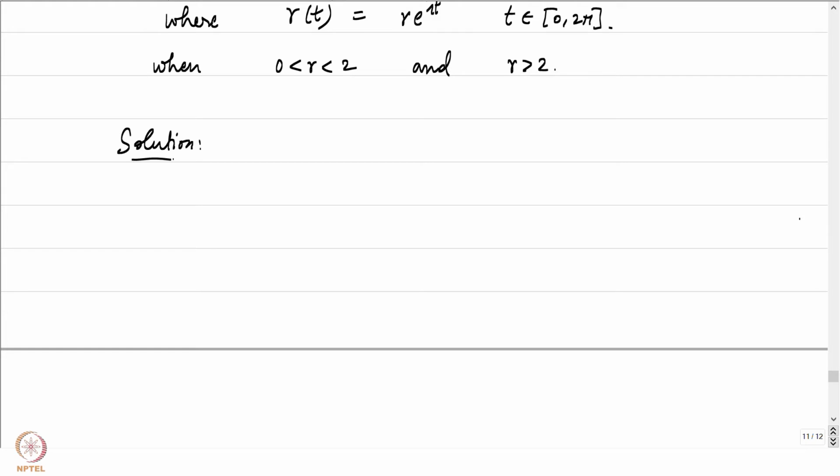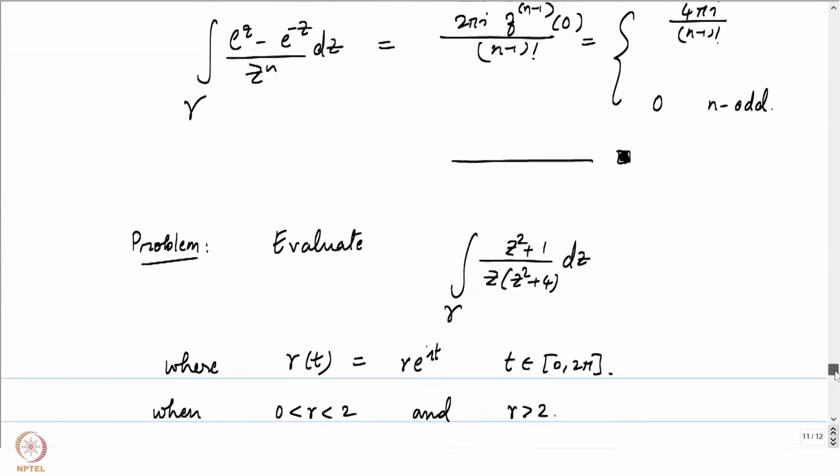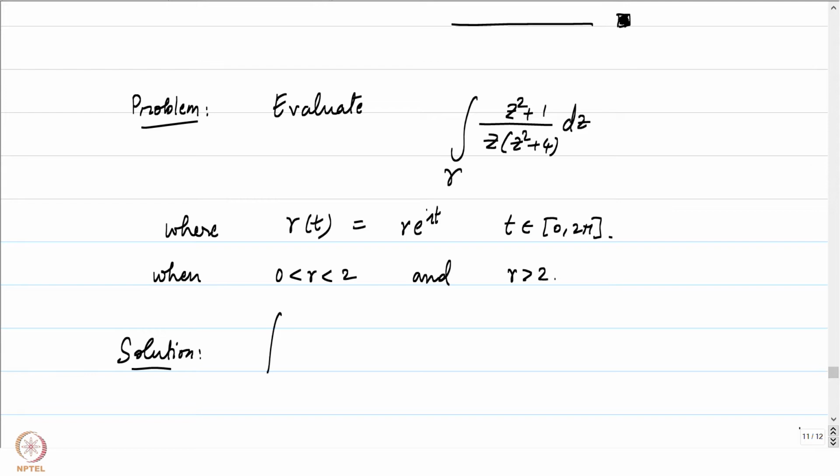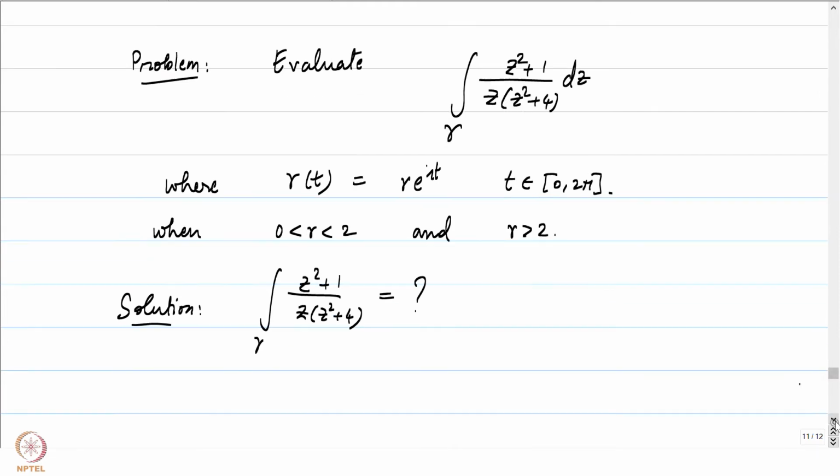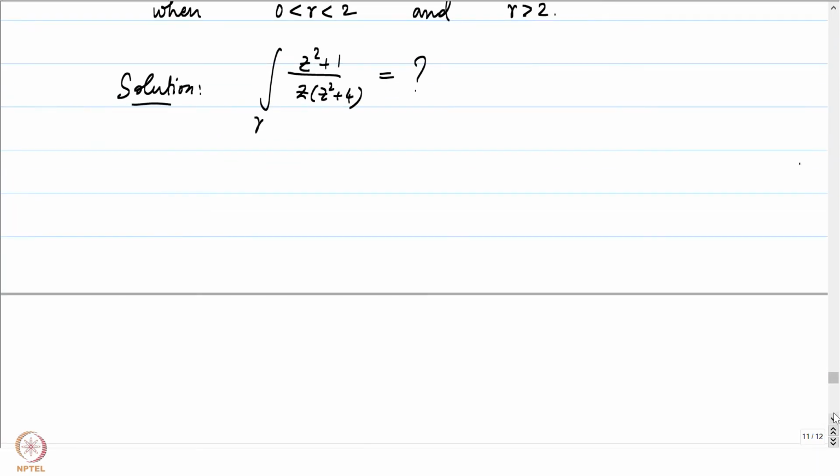So what is it that we are trying to evaluate? Let's have a look at the problem again. We would like to evaluate the integral of (z² + 1) / (z(z² + 4)) over gamma. This is what we want to evaluate. Before we start evaluating it explicitly, let's try to write it down as a sum of partial fractions.